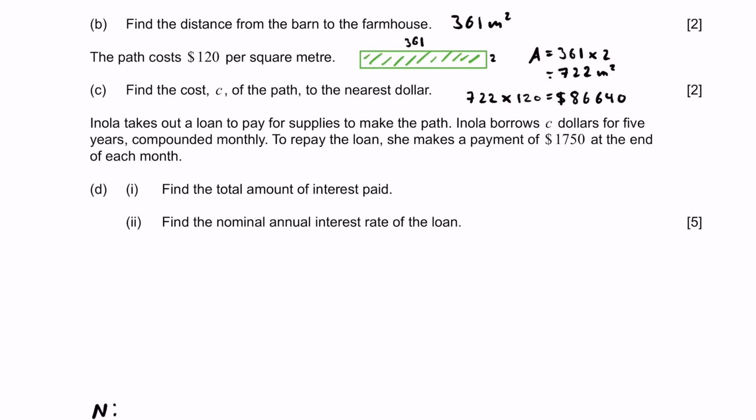So Enola goes to the bank and she borrows $86,640. This is the initial amount that she borrows. And we know how much she pays back to the bank. She pays $1,750 at the end of each month for a total of 5 years. So with that, we can find out the total amount that she gives back to the bank before this loan is paid off. And we also know how much she took out.